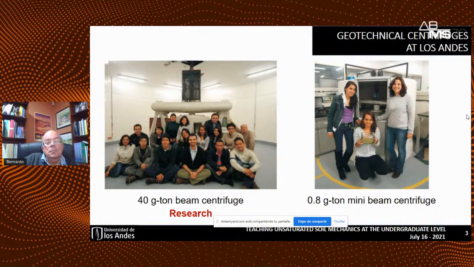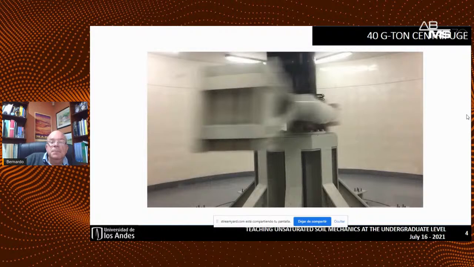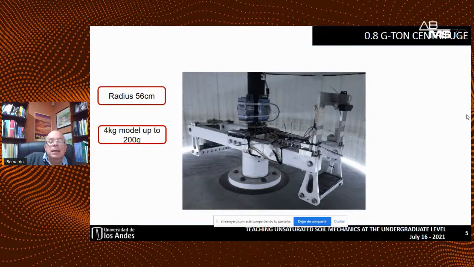The medium one, we use this machine mainly for research, but the small one is used mainly for teaching, and mainly for teaching at the undergrad level. This is a video of the medium beam centrifuge spinning at a slow velocity. And this is the mini beam centrifuge that we use for teaching at undergrad level.